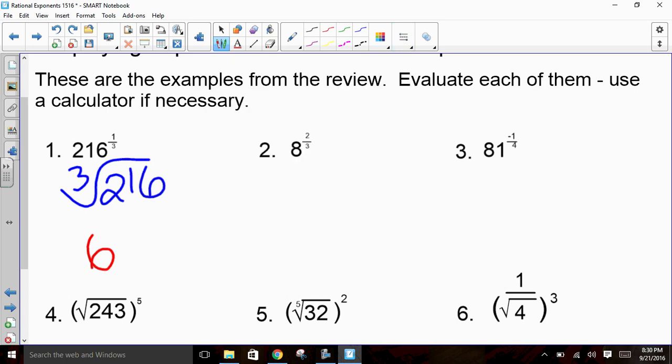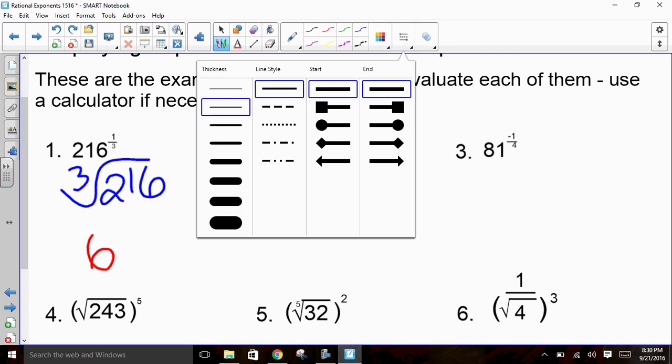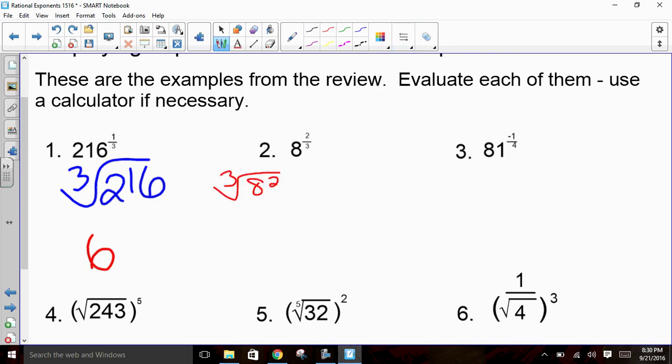Alright, for this next one, we had the cube root of 8 squared. Now there's two different ways to approach this. So we talked about yesterday being able to write it as I did in red, or having the cube root of 8 quantity squared. Either way I said is correct. One is not more right than the other.